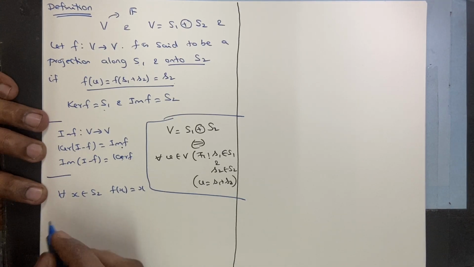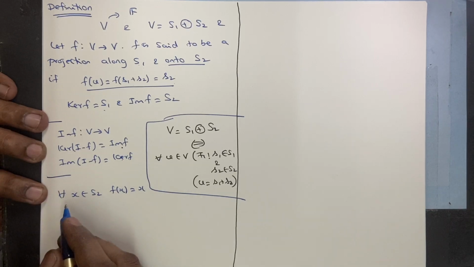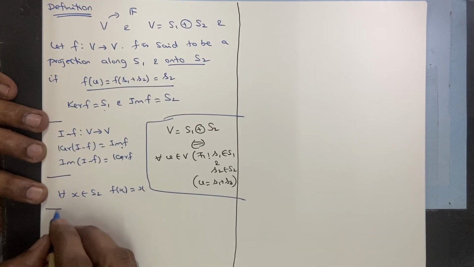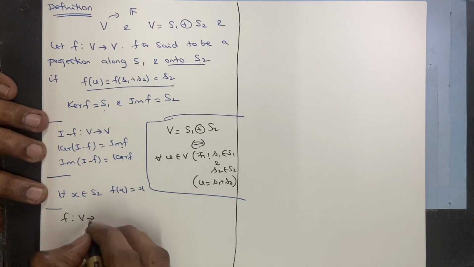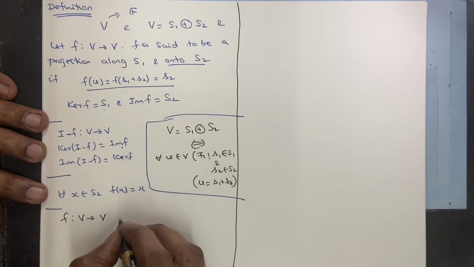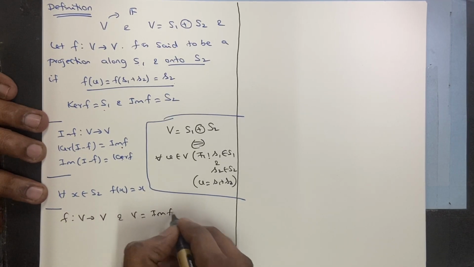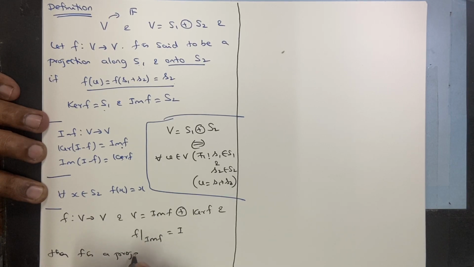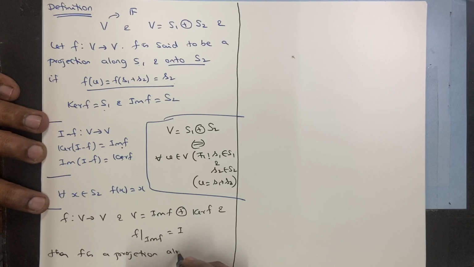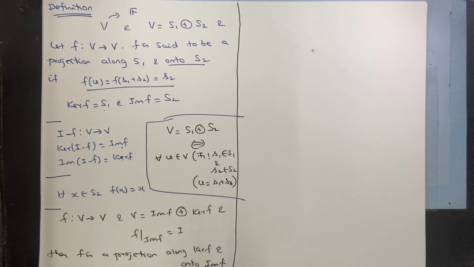In fact, we can also think of the converse of this definition. Suppose we have a given linear map f from V to V, and let us assume that V is the direct sum of the image of f and the kernel of f. If f restricted to the image of f is the identity map, then f is a projection along the kernel of f and onto the image of f. So this should be clear.